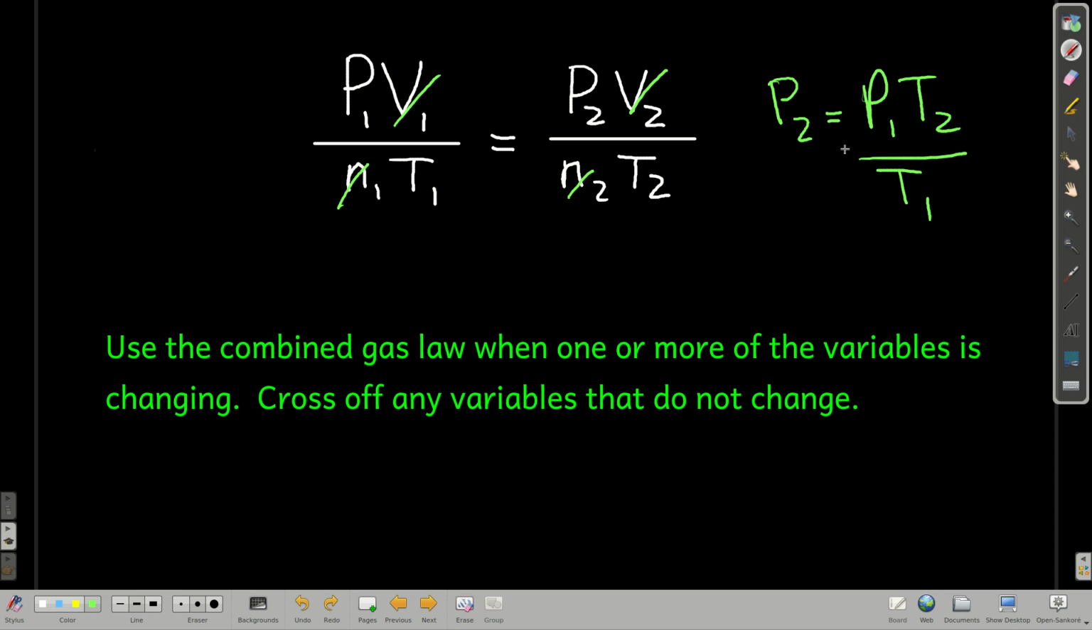Now watch out. With the combined gas law, for any of these variables except for temperature, they don't have to be in any specific units. Pressure could be in atmospheres, could be in pascals, what have you, as long as it's the same on both sides. But temperature always has to be in Kelvin no matter what. Watch out, that trips people up sometimes. So whatever pressure you were given here initially, that's the pressure that you would get. But a lot of times you're given temperature in Celsius, make sure you convert it to Kelvin here. All right, so that's the combined gas law.